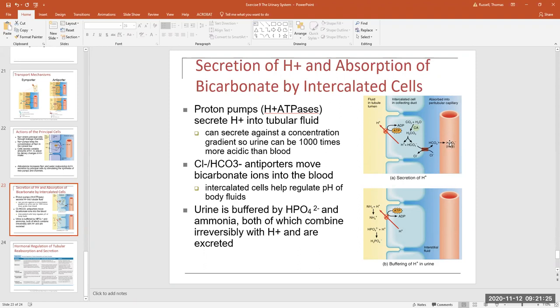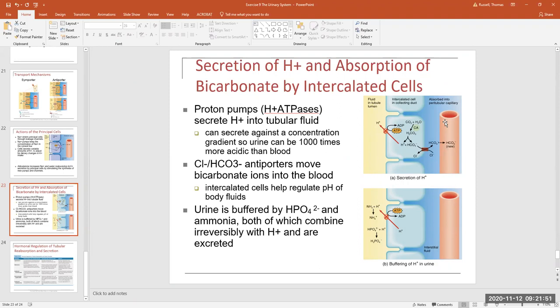So in times when our blood pH is very low, we want our urine to be acidic. In times when our blood pH is too high and we're alkaline, we don't want to lose our acid in urine. Because if we get rid of acid from the blood, if we're already too basic, that's going to make your blood pH even more basic, higher. So you don't want that.